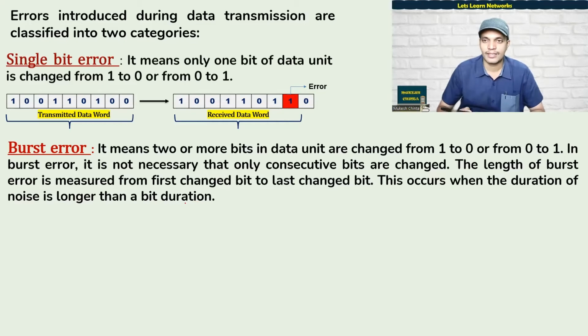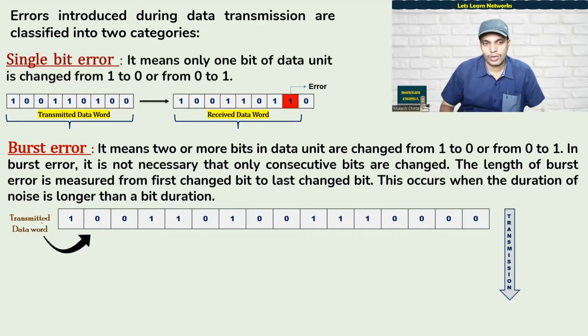That means when you are sending some data on the wire or via a medium, there is some noise which has affected the medium. The amount of noise is more than 1 bit duration. That means if the noise affects multiple bits during transmission, then a burst error is going to happen.